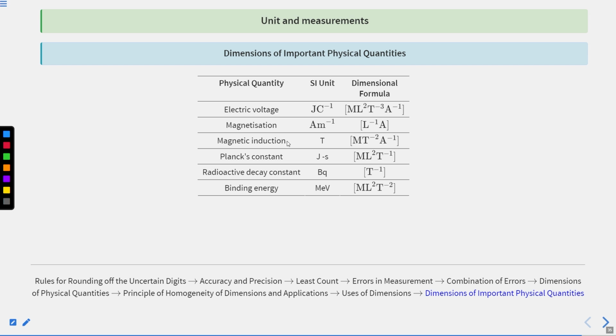Some more physical quantities: electric voltage, magnetization, magnetic induction, Planck's constant, radioactive decay constant, and binding energy. And these are their SI units and their dimension formula. Clear? This is the mega electron volt.